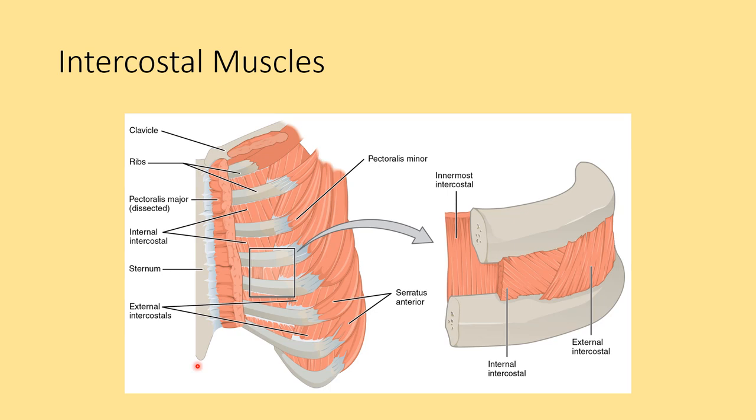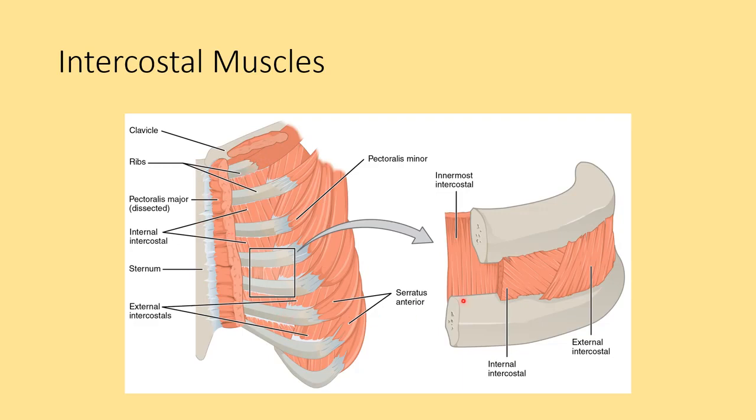Remember, costal refers to ribs. Once again, attached to ribs, you do have your pectoralis minor that is below the pectoralis major. So that's going to be the first layer. Then you move down to the pectoralis minor. As you can see, it's attached to the individual ribs.